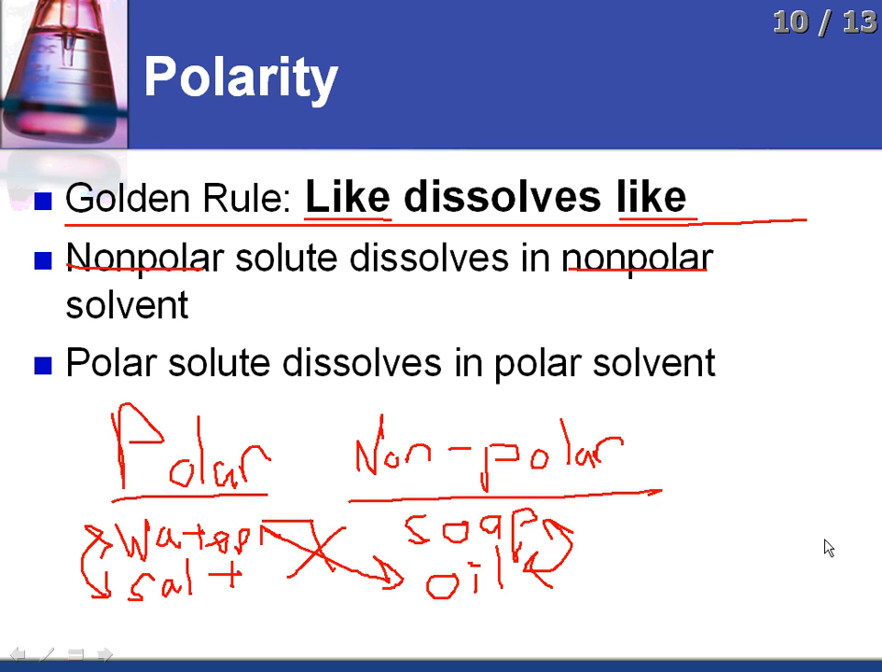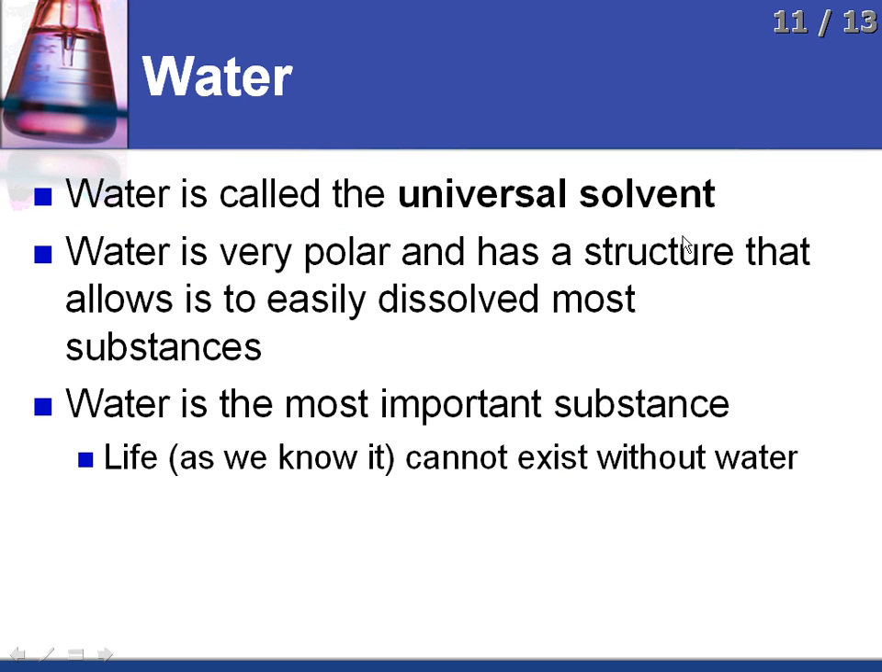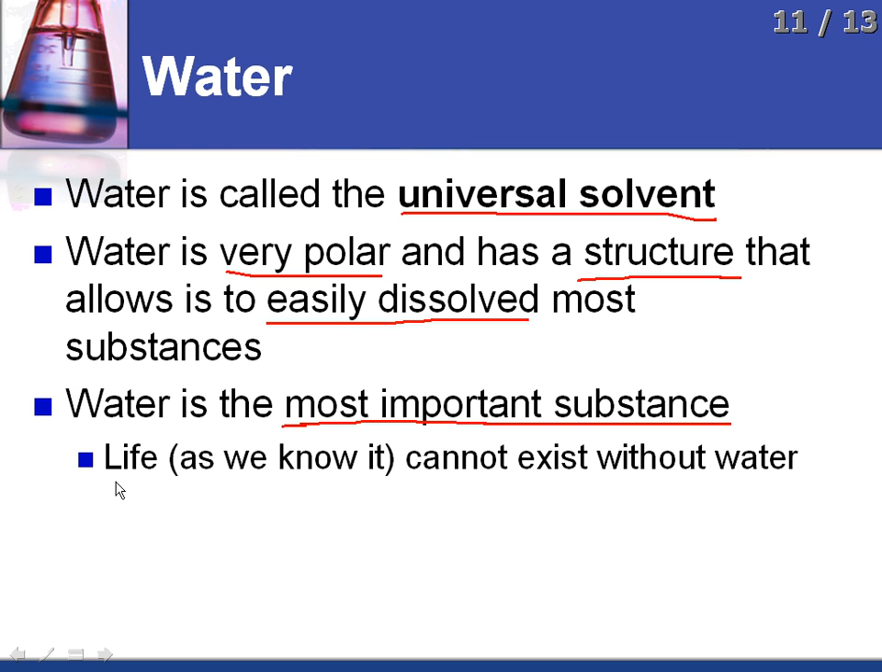They're not alike. Water in particular is very important. It's called the universal solvent because water is very polar and its structure allows things to be easily dissolved, making water the most important substance of all, especially for life. We cannot exist without water because of water's polar nature.